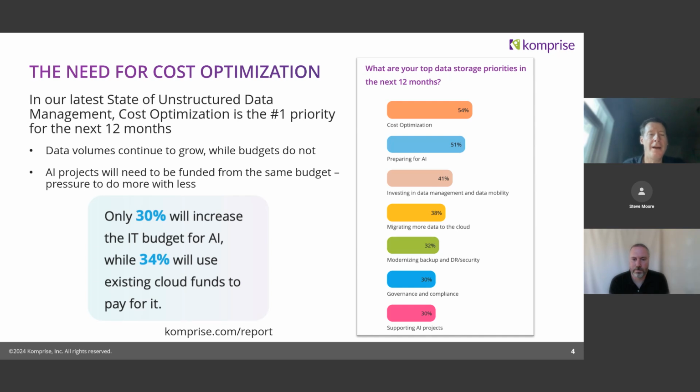Maybe this goes without saying, but I want to give a quick plug. We just recently produced our 4th annual Unstructured Data Management Report, based on surveying organizations of 1,000 employees or above, focusing on really data-heavy companies. In our latest survey, cost optimization, probably not a surprise to you all, is the number one priority for the next 12 months, even more important than preparing for AI and some of the things that are getting so much of the hype out there in the market.